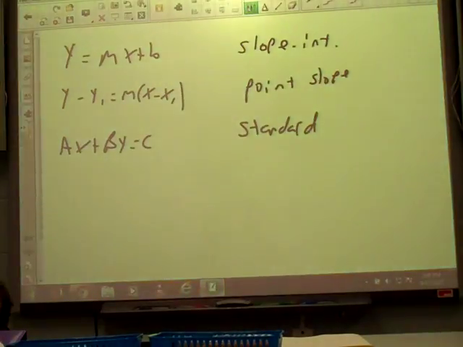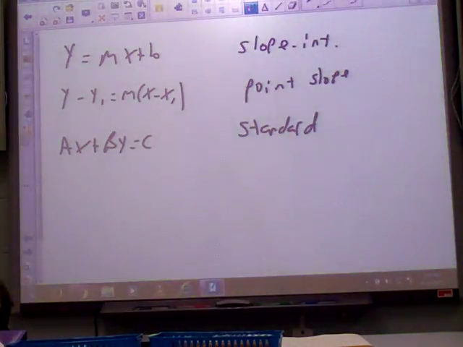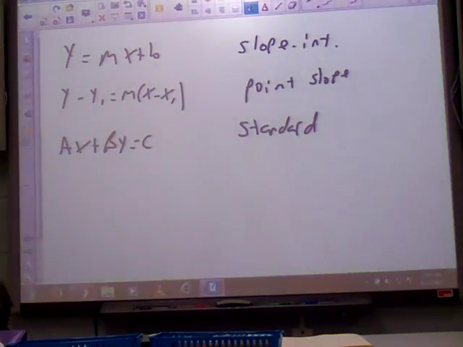Think back to when we graphed these the other day. When I was finding the x and y intercepts, all I've got to do is plug zeros in. Very good, Chase.